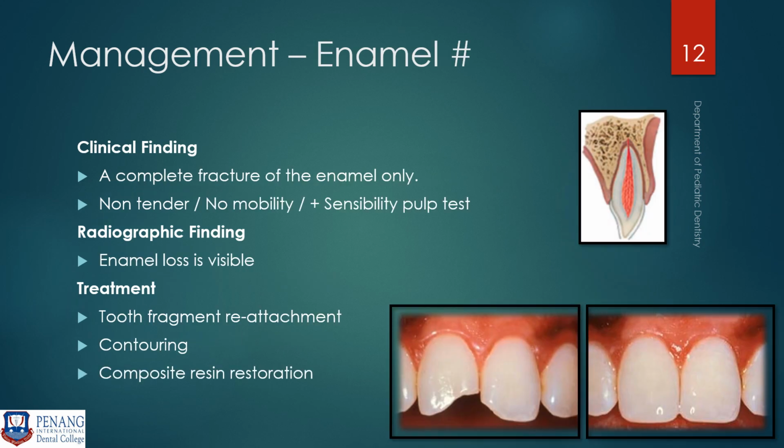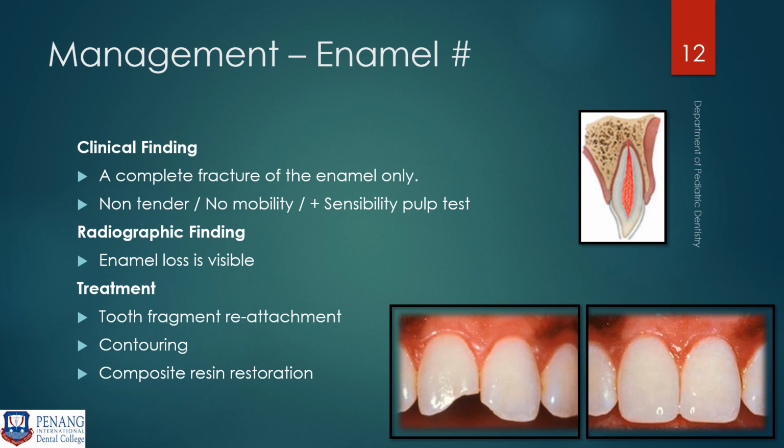Next one is the enamel fracture. Okay, so enamel fracture is a fracture which involves only the enamel, not the dentine. So obviously there is no tenderness on percussion or mobility because the enamel is only fractured and the dentine is not involved. So radiographically you will just see loss of enamel.